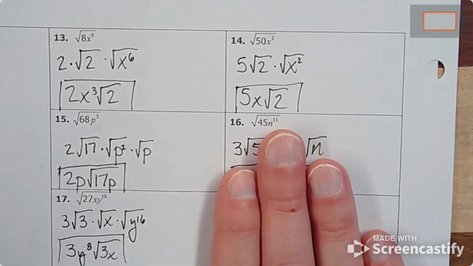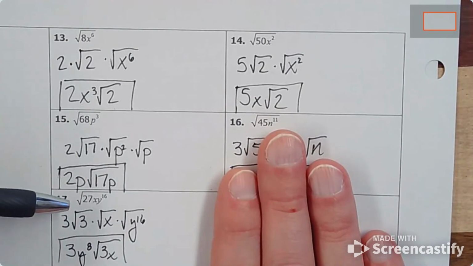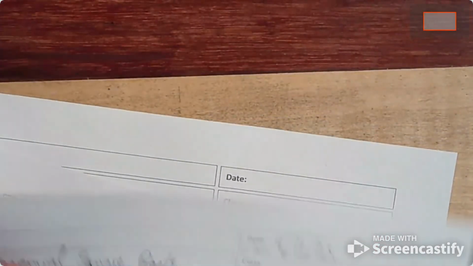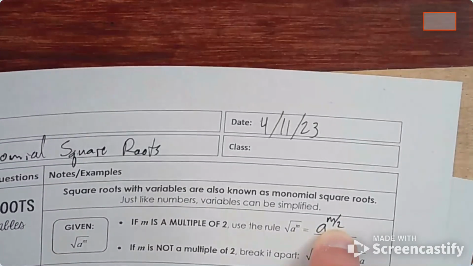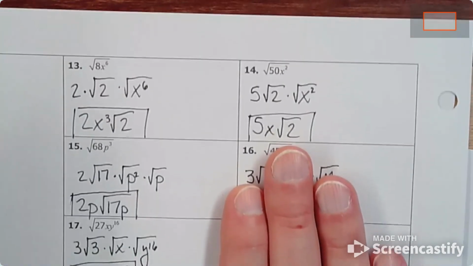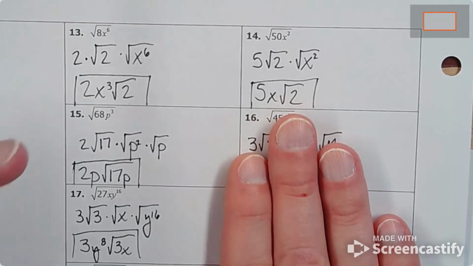So that's the thing, we're not square rooting the exponent. We're only square rooting the number that can be square rooted. When you square root a variable with exponents, you're not square rooting the value of the exponent, you're cutting the value of the exponent in half. That goes back to the first page with the m divided by 2 portion. So we're dividing the value of the exponent by 2. We end up with 3y to the 8th root 3x, or 3y to the 8th times the square root of 3x.